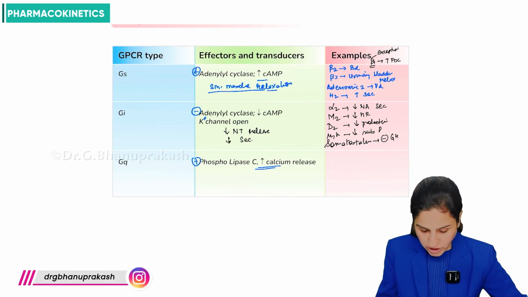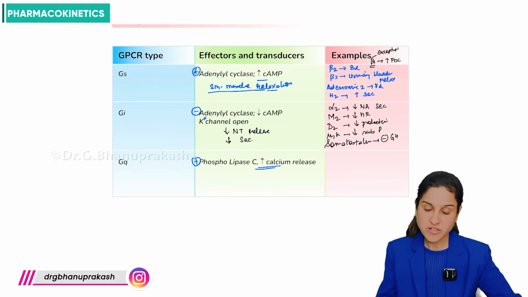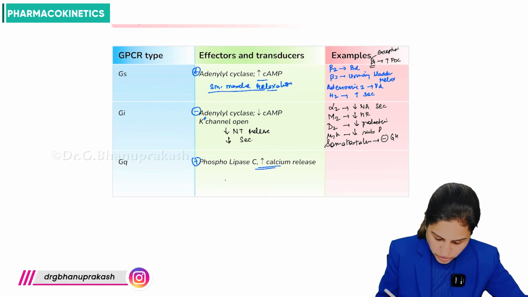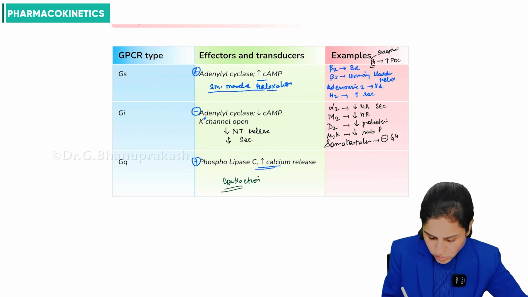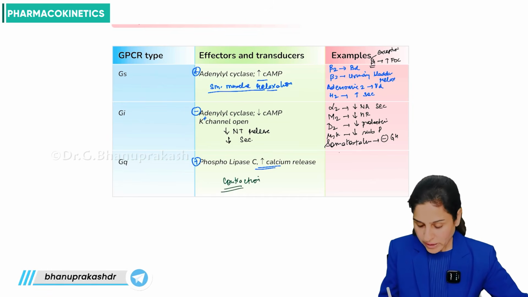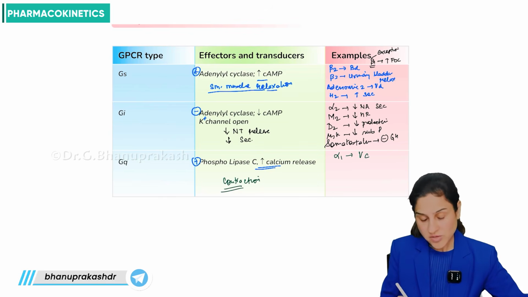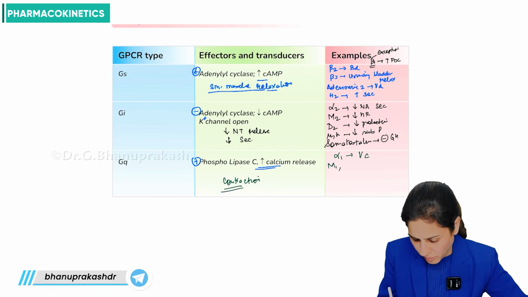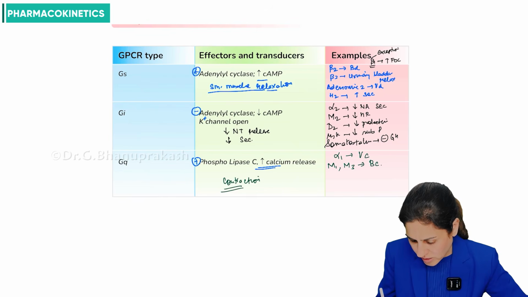Okay. GQ. Now GQ interesting. They cause increase in the calcium concentration. So definitely wherever they are, they are going to bring about increase in the contraction. So they are going to cause contraction of the smooth muscles, right? So we have alpha 1, which causes vasoconstriction. M1, M3, they can cause bronchoconstriction or urinary bladder contraction.